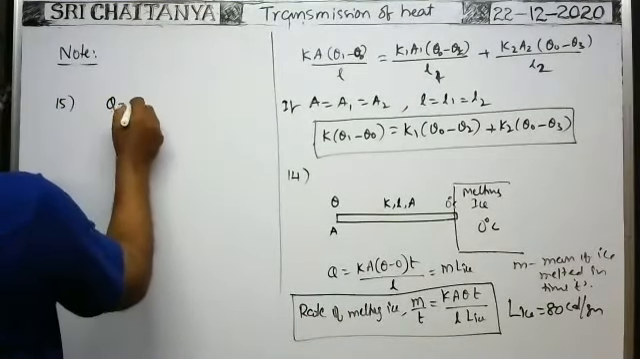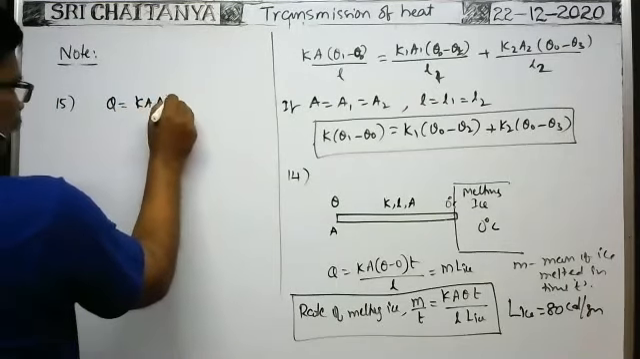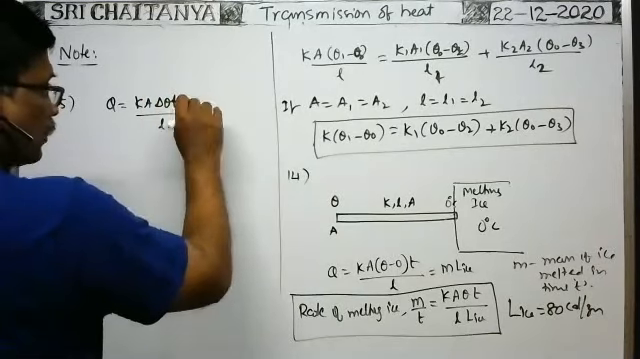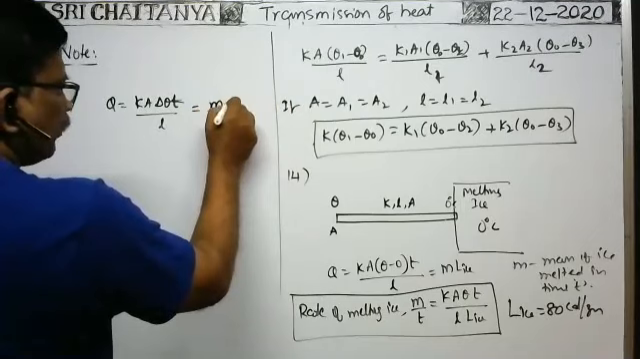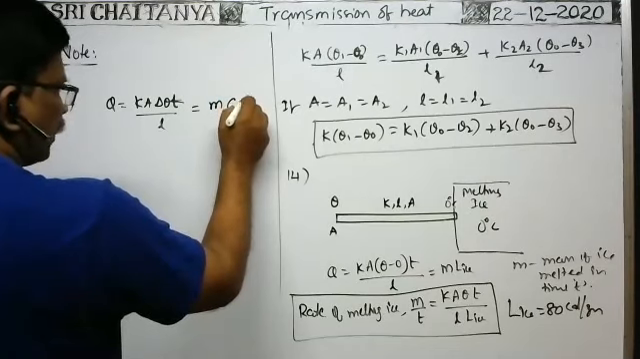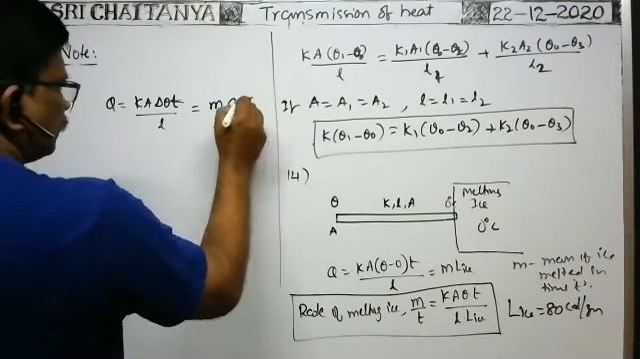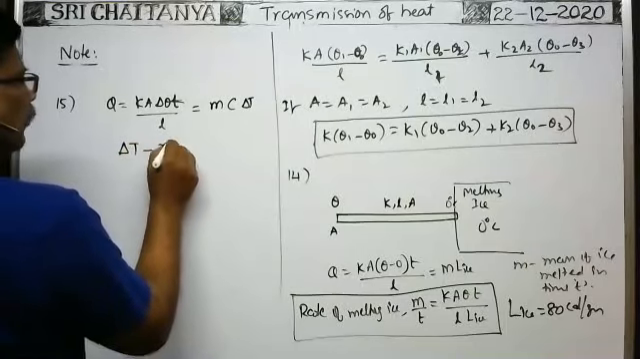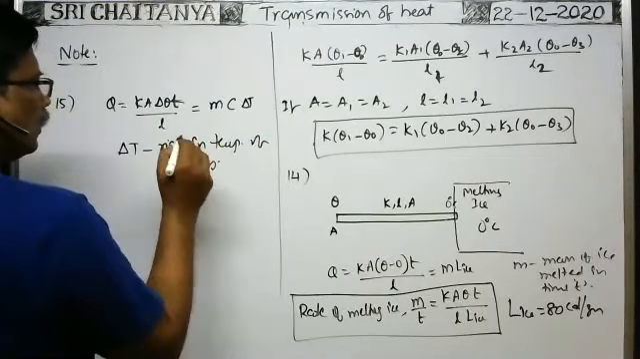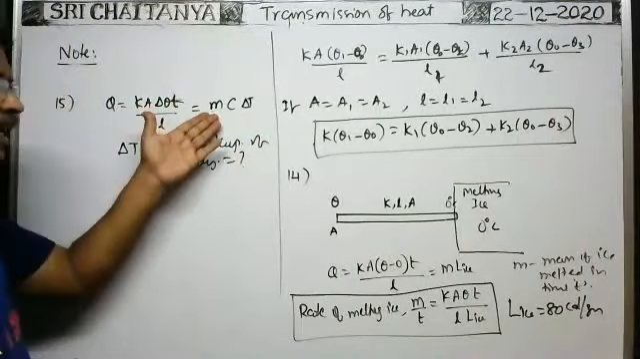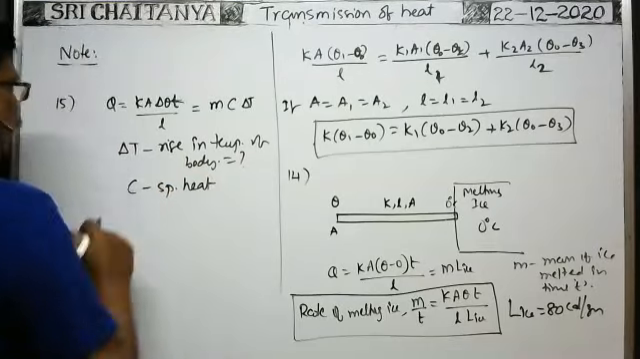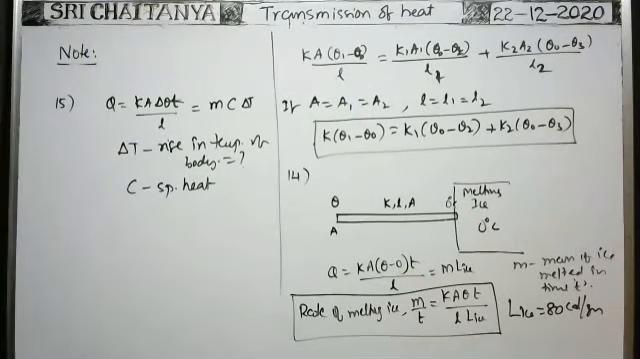Q, the heat energy transmitted, is K A delta theta t by L. If this heat energy transmitted in a time t seconds is absorbed by the body to raise the temperature, this is equal to m into c into delta T, the rise in temperature of the body. M is the mass of the body, which will be given. C is the specific heat. So we can find the rise in temperature of the body.